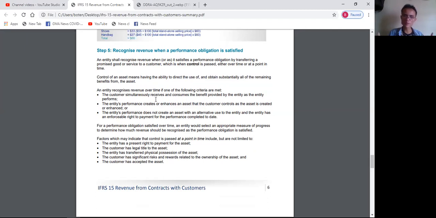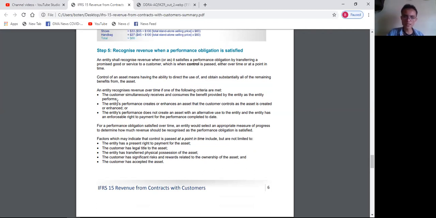Under IAS 1, we prepare annual financial statements. We can also prepare monthly, quarterly, or semi-annually. So as a minimum, we are going to recognize revenue over the 10 years. So that is over time.